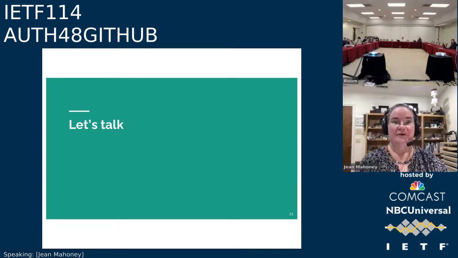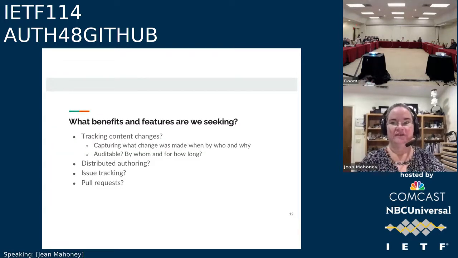All right. So the next slides are just capturing at a high level what people put on the agenda page. And I've organized them from the broadest topics, and then they get more specific as we go on. So the first topic is, when we say GitHub, what benefits and features do we want from this? So are we talking tracking content changes, the distributed authoring, issue tracking, pull requests, audit trails? What do we want?